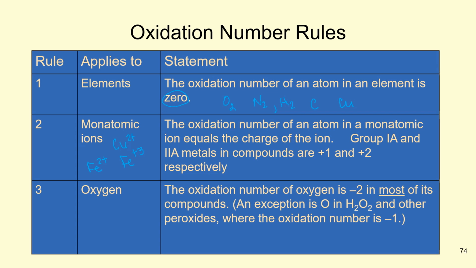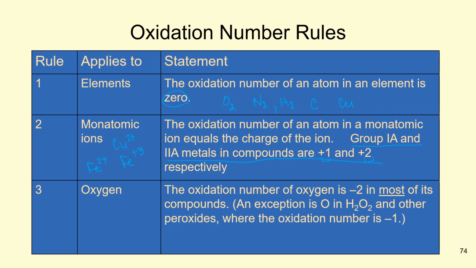Do keep in mind that a lot of times you'll see group 1A and 2A metals in a compound, and you can automatically assume that the group 1A is +1 and group 2A is +2. Like anything with sodium, if it's in a compound, it's always +1. It's its only possibility.